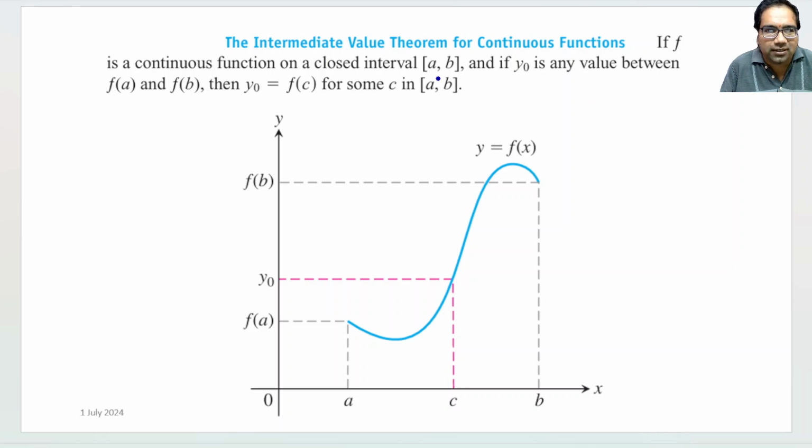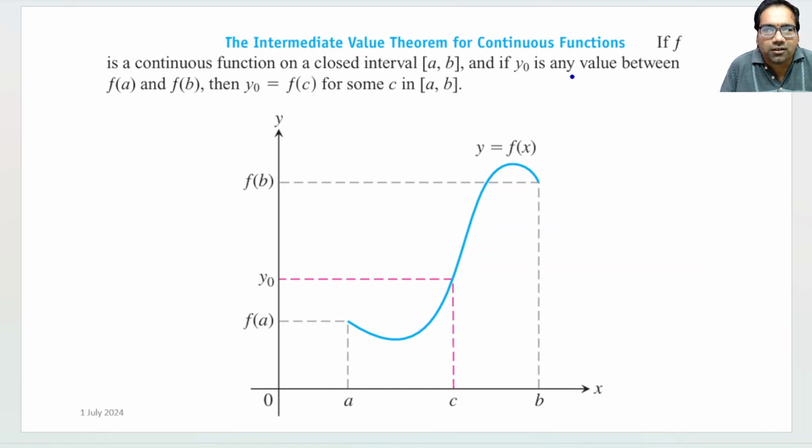We have a function that is defined on a closed interval a to b. That means it is defined at a also, it is defined at b also. Okay, whatever is the function. And this is a continuous function on this closed interval. Continuous function means there are no breaks. It's always continuous. There are no breaks in this function. It is defined for all the points between a and b, including a and b.